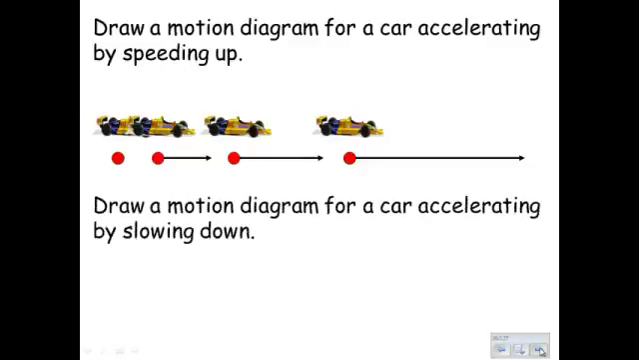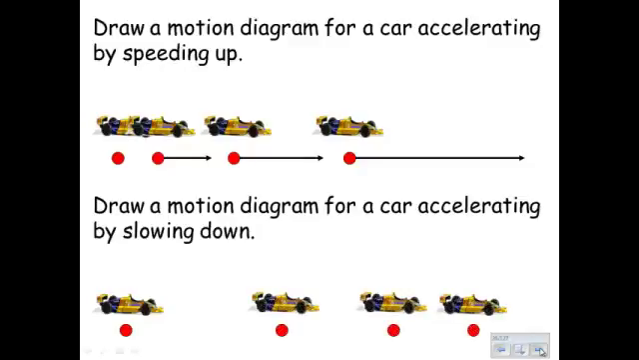It can also represent acceleration by slowing down. If your object is slowing down, that means that your dots would be getting more closely spaced together because your velocity vectors are getting smaller and smaller and smaller. As you're slowing down, you're covering less distance per second, which is why your dots are getting closer together.